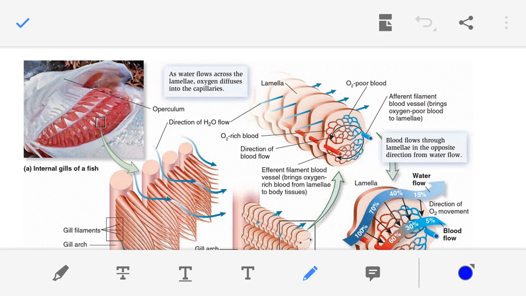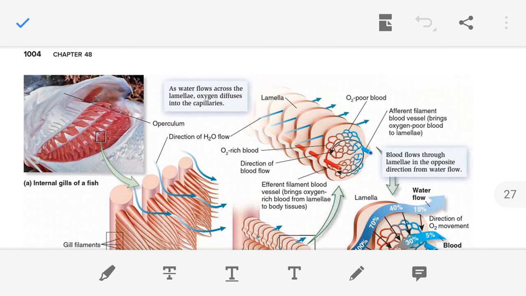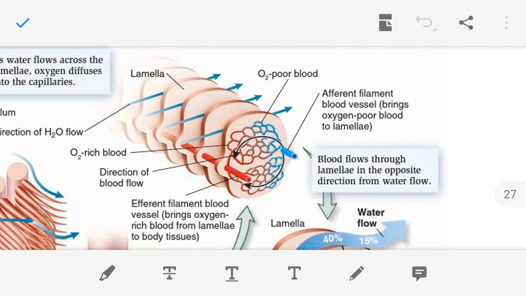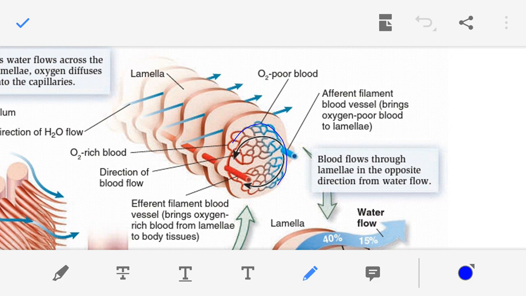Now what happens at the lamellar level? At the lamellae, first of all, you see this is the network of blood capillaries. This is the network of blood capillaries, and at this network, you see this blue color tube. This one is the efferent filament blood vessel, and this efferent filament blood vessel brings oxygen poor blood to the lamella.